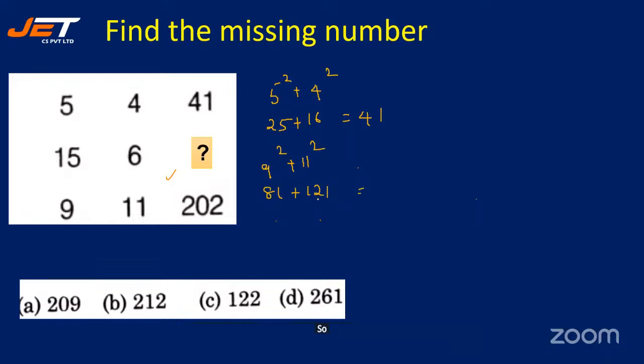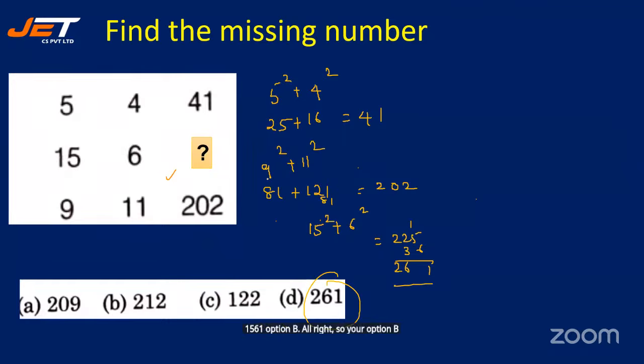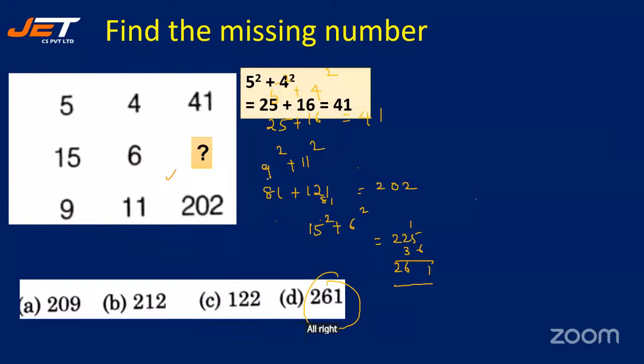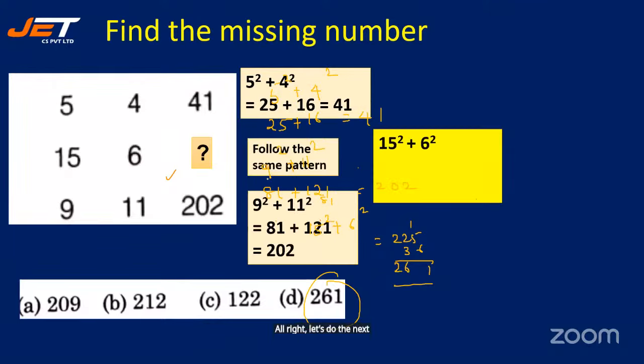So should give 202. So this works. So 15 square plus 6 square. So 225 plus 36. So it should be 261, option D. All right. So your option D is the correct answer. All right. Let's do the next question.